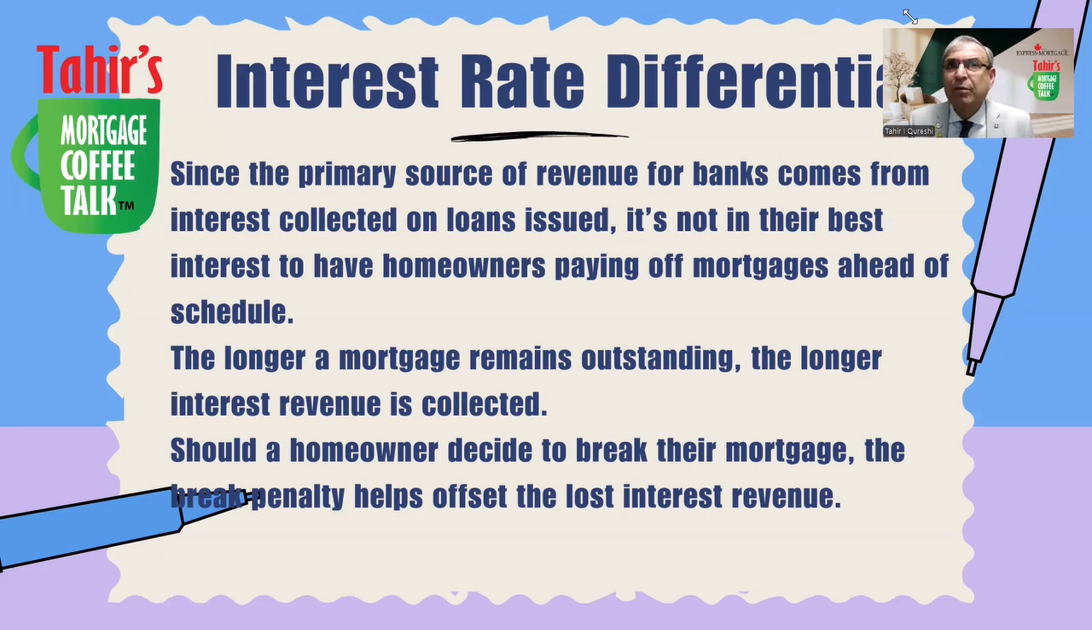The longer a mortgage remains outstanding, the longer interest revenue is collected. So that's how the bank wants to keep taking the money from you. And this is very, very important for you to know. Should a homeowner decide to break their mortgage, whatever reason, they have to sell the house, whatever reason, to support a family member, they have to sell it. And the break penalty helps offset the lost interest revenue. So this penalty will help the bank or the lender to offset the loss in interest because they're losing interest.